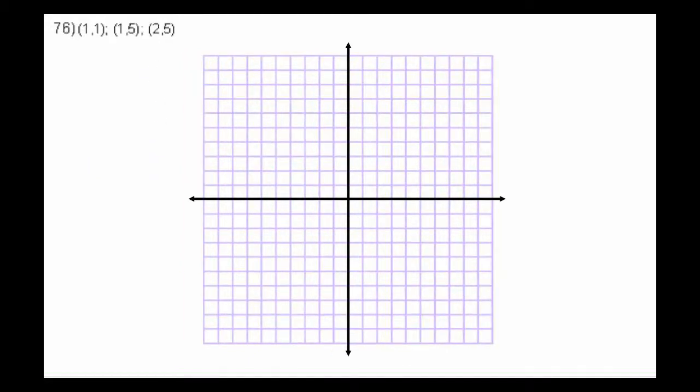Okay, 76. Let's go ahead and plot our points. Over 1 and up 1. Over 1 and up 5, and over 2 up 5. It's like a little thin one. Let's connect them. And we're trying to find the slope of the hypotenuse, which is right there. So we know one leg is 1. This leg right here is 4. So we know slope is up 4 and over 1. And our line goes up and to the right, so it's positive. So the slope is 4 over 1 or just 4.